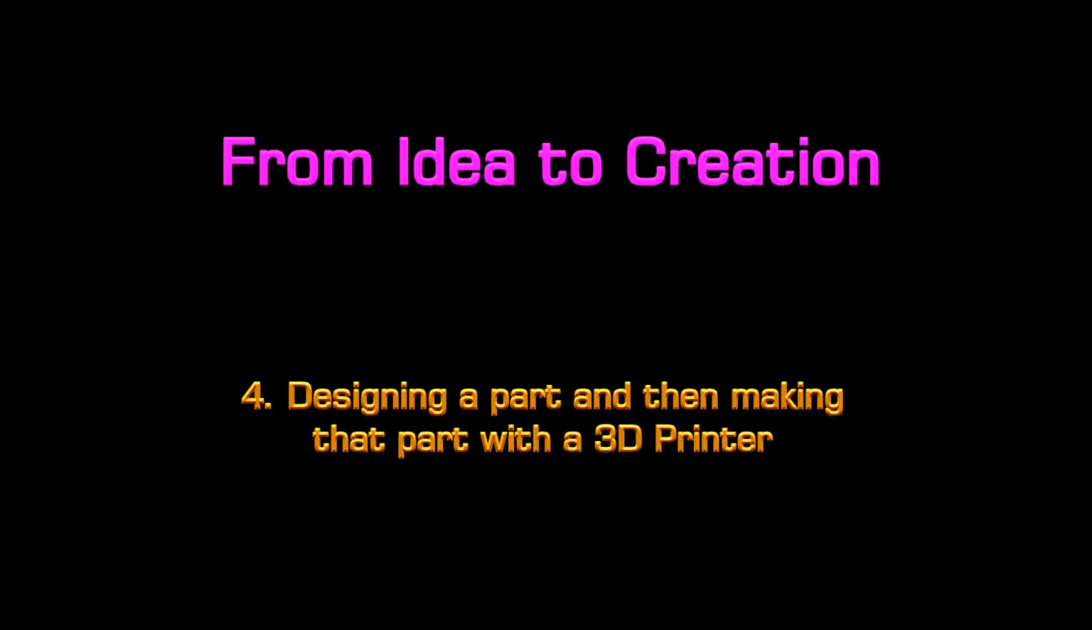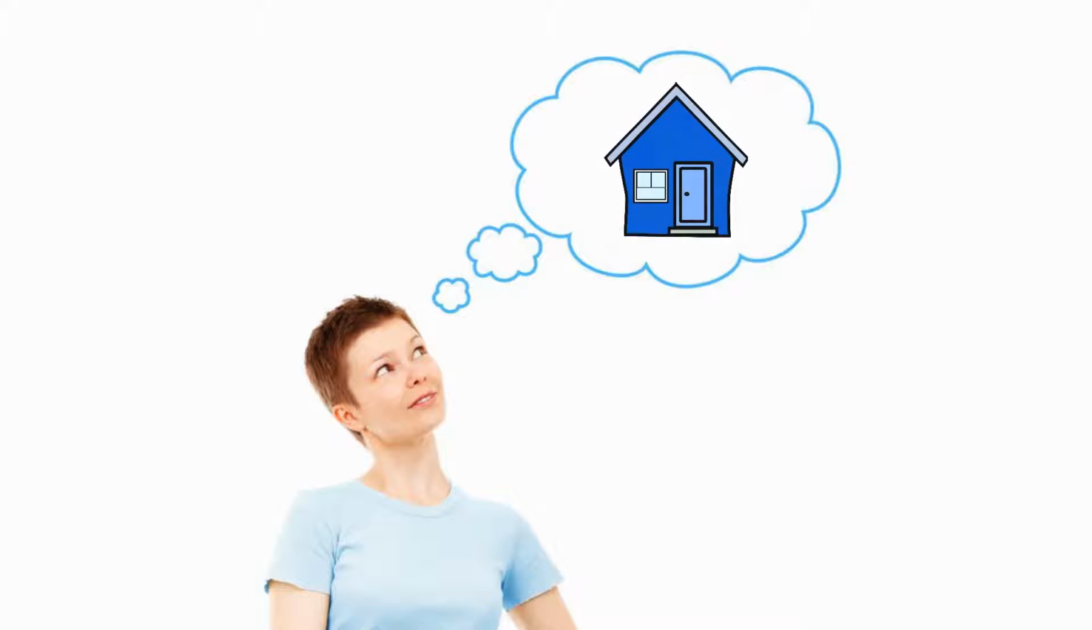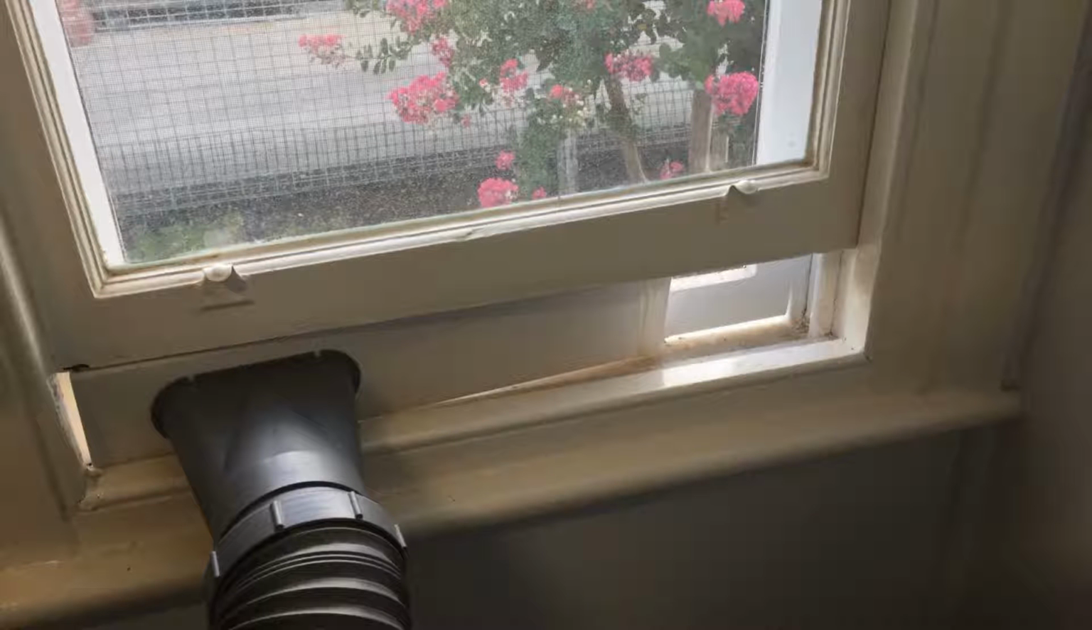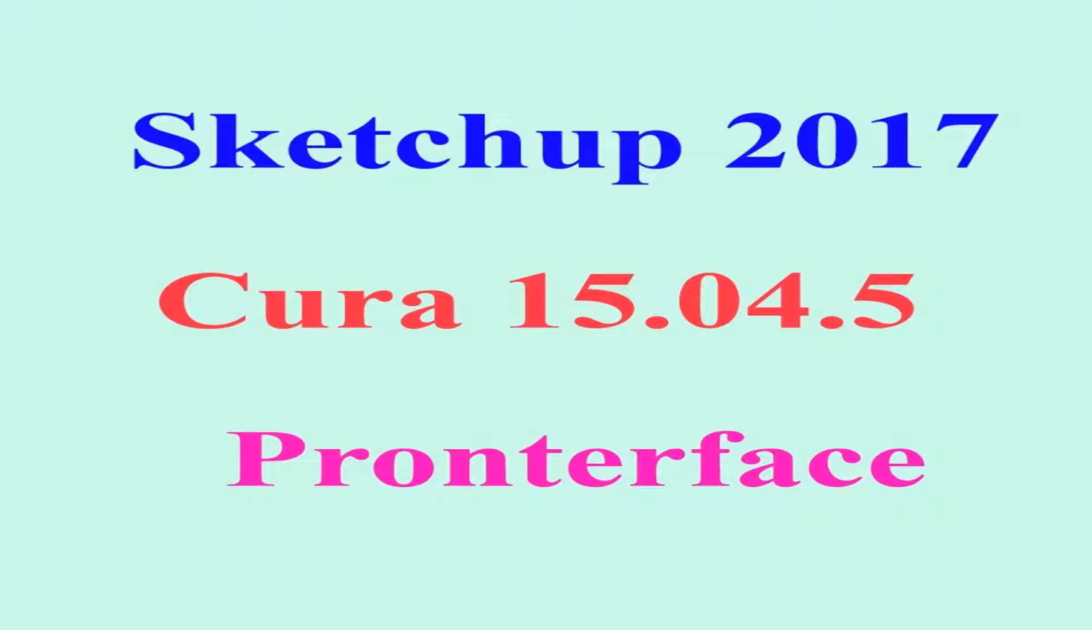In today's video, I'll be showing you how I go from a design idea to a completed part. For this example, I'll be filling a gap in a window that is created by my air conditioning unit's exhaust outlet. This unit is only in place for a few months each year during the hottest part of our summer. All the programs I'll be using to design and print this object are free.